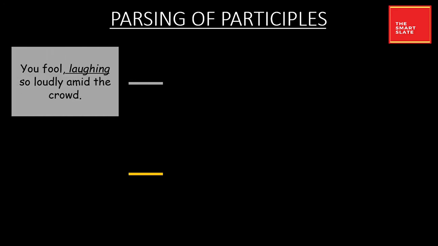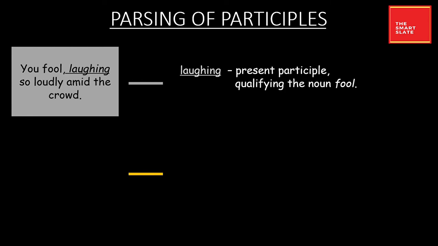You fool, laughing so loudly amid the crowd. So as I said, when verb plus ing is there and it acts as a verb and not as a noun, it is a participle. So it's a present participle because the tense it is showing here is present and it's qualifying the noun fool. Who is laughing? So you fool. So that particular noun fool is being qualified here.